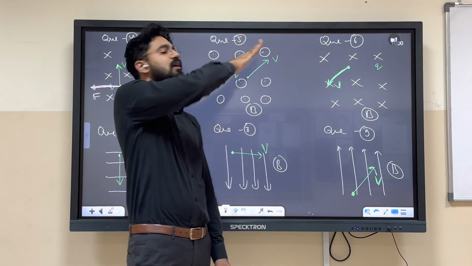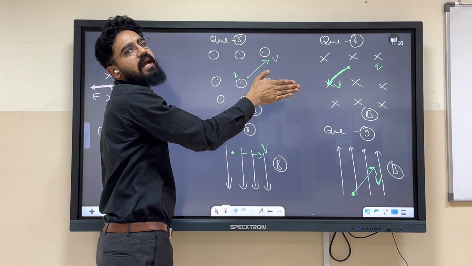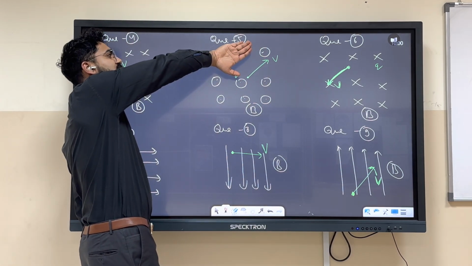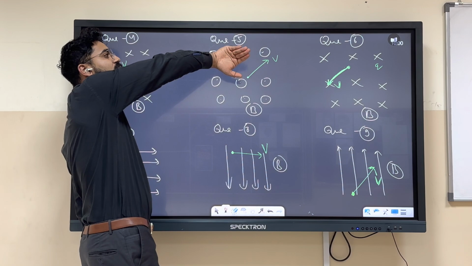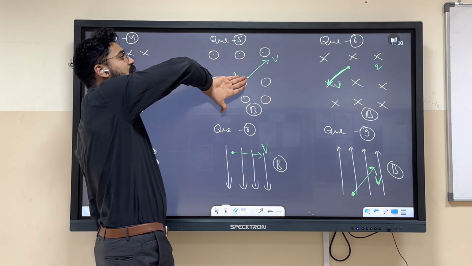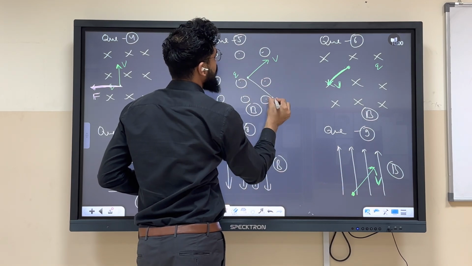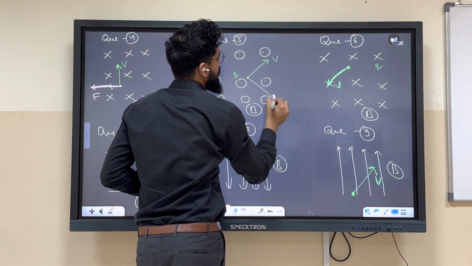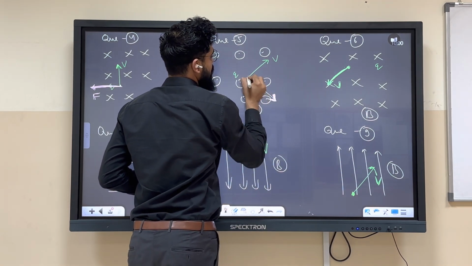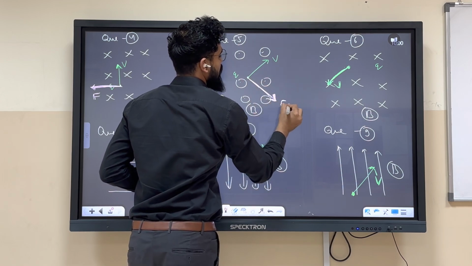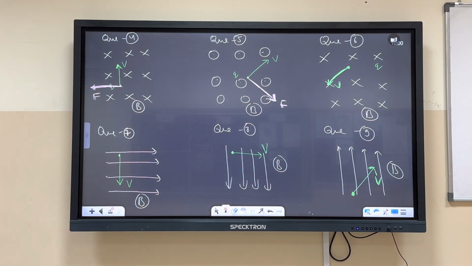Look, don't do V like this, thinking V is here so you do it like that. V in this direction and B in this direction, towards you. Now, are you getting it? V cross B, so your force will be perpendicular and it will be in this direction. Are you getting it? Correct?